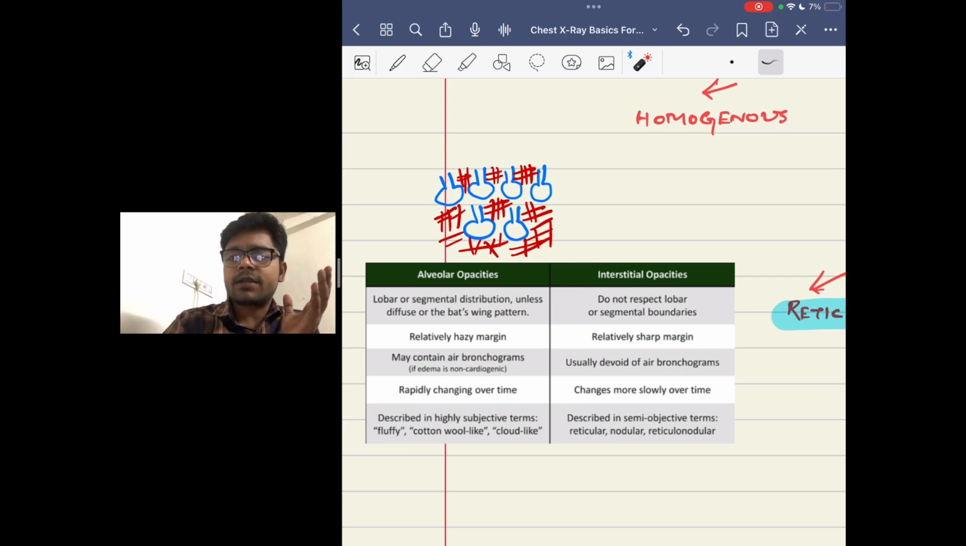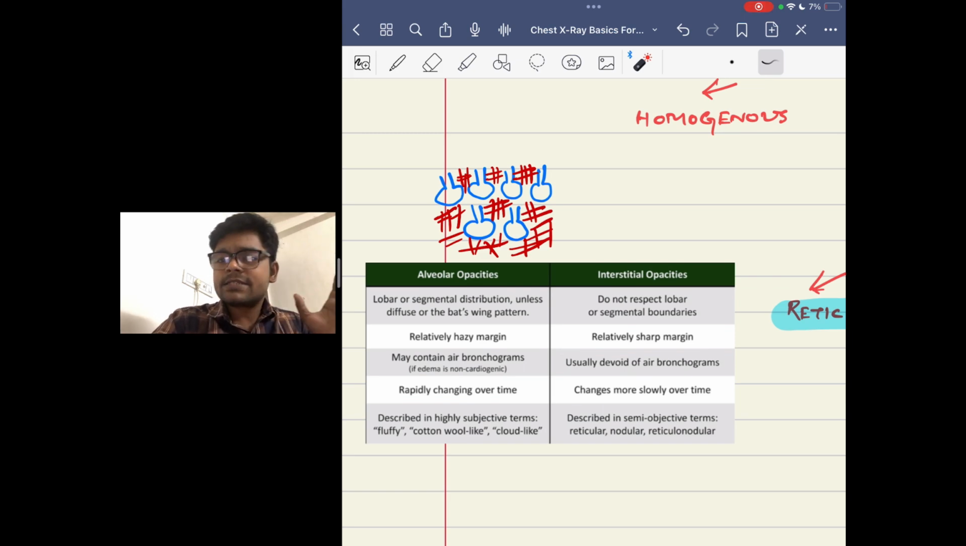This is an important point. And the alveolar opacities are usually fluffy, they have hazy margins, and these have relatively a sharper margin. So these are like fluffy cotton wool like opacities in the alveoli.